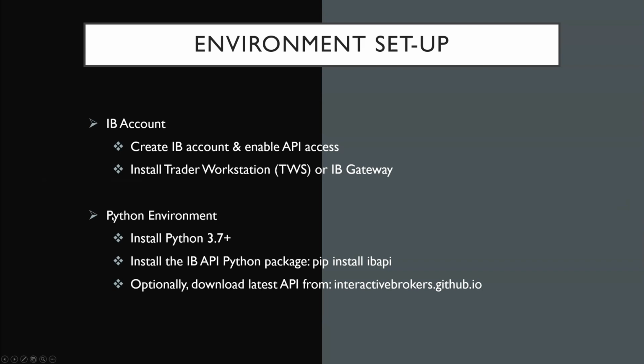We also need a Python environment set up, so we need to install Python 3.7 or above. We need to install the IB API Python package with a pip install of ibapi, and if you need to upgrade or want the latest features, you can download the latest API from the Interactive Brokers GitHub page. All of this information will be in the slides below this video, and there'll be a lot more resources available there as well.